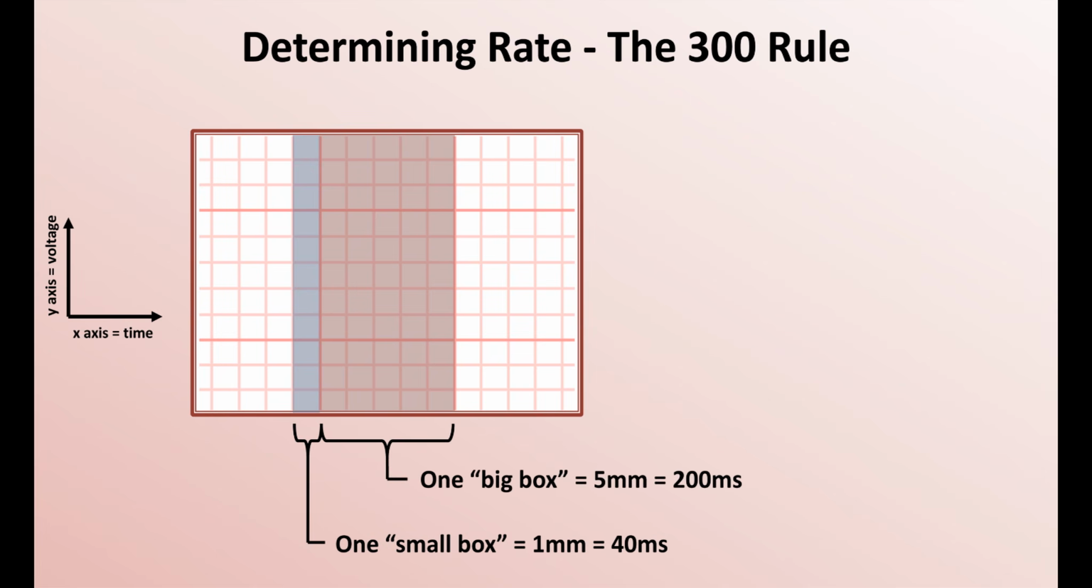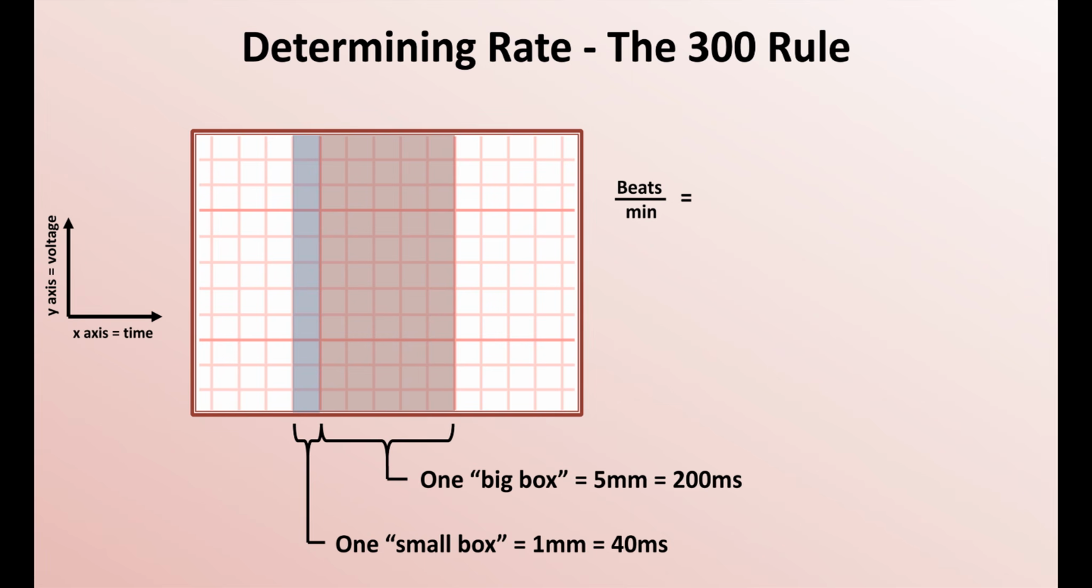How can one use this information to determine rate quickly? And what does the number 300 have to do with it? To answer this, let's do some simple dimensional analysis. The final value of interest is beats per minute. How do we get to those units with our big box equals 200 milliseconds relationship?